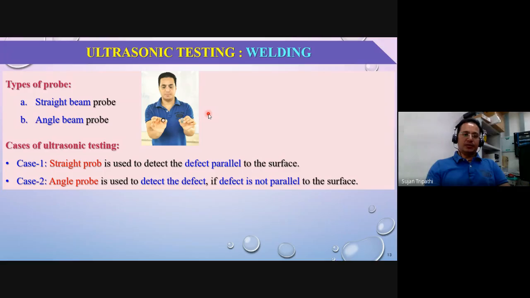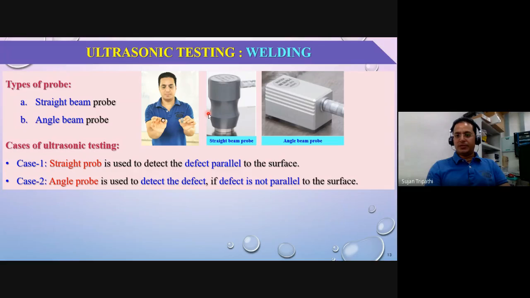There are two cases related to the probe types. Case 1: the straight probe is used to detect defects parallel to the surface. You can see the defects, I will show later. Case 2: the angle probe is used to detect defects that are not parallel to the surface. This probe is the straight probe. You can see here, and this is the angle probe. This is the other side of the angle probe.